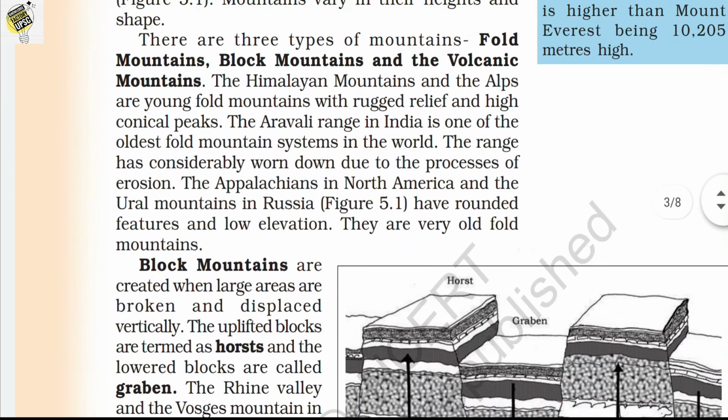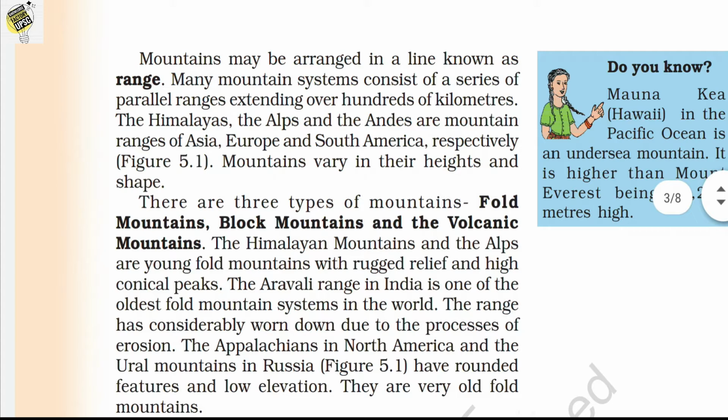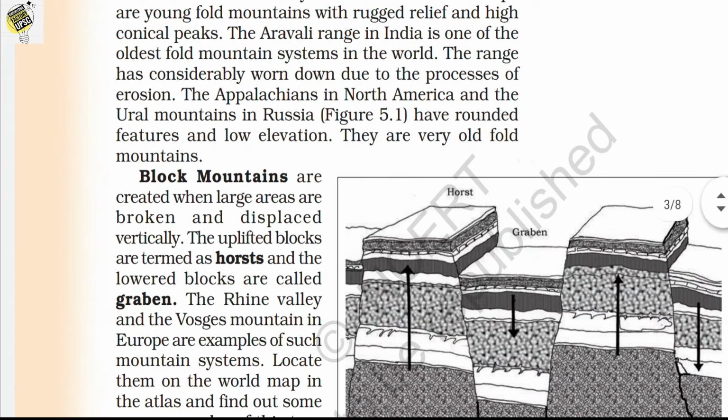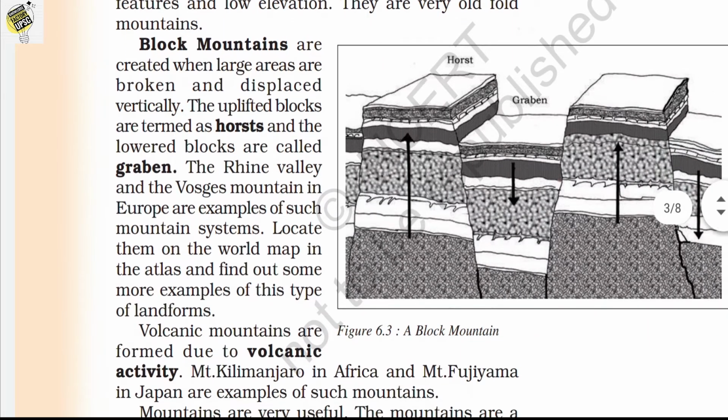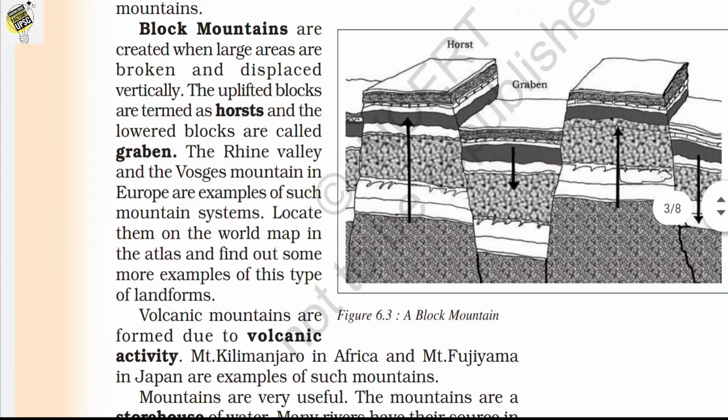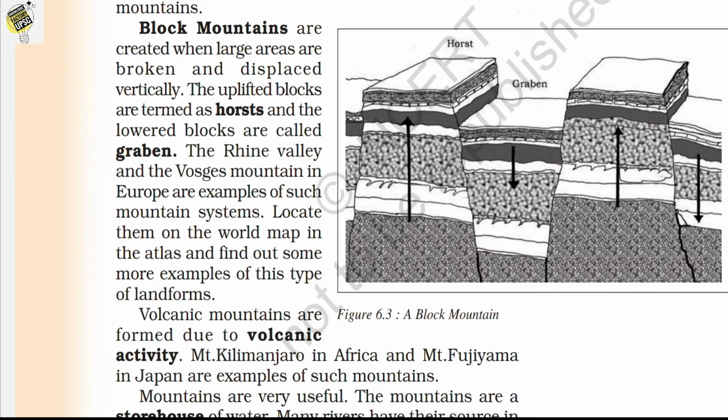First of all, we have discussed what mountains and mountain ranges are, and there are three types of mountains: fold mountains, block mountains, and volcanic mountains. Block mountains are created when large areas are broken and displaced vertically. So how are block mountains created? They are created when the large areas are broken and displaced vertically.